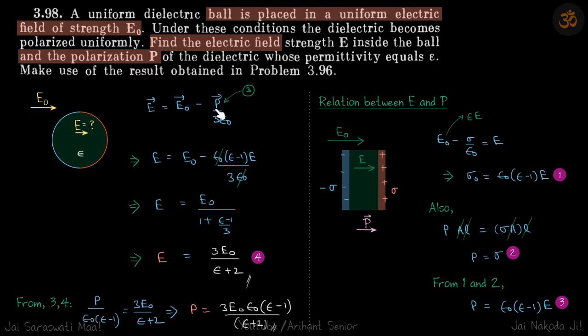So now we can replace P with E because we need to find E. So we do that, and our only variable left is E now. So we get E in terms of E naught and epsilon, which is our answer for the first part. So we found the electric field.